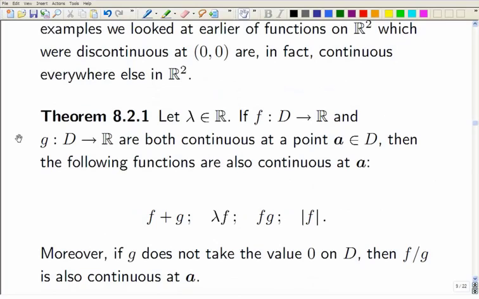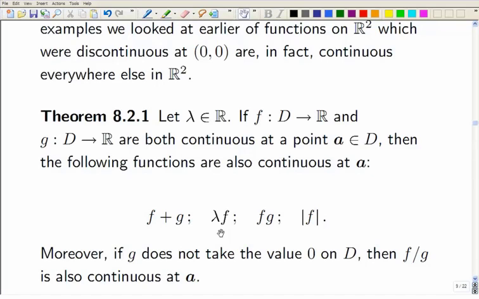So I'm going to assume that you've got two different functions, f and g, defined on some domain, taking values in the real numbers. Both of them are continuous at some particular point, not yet assuming that they're continuous anywhere else. And we just take some constant as well. And here are some more functions that are also continuous. You can add the functions together and you get another continuous function. You can multiply the function f by a constant and you get another continuous function.